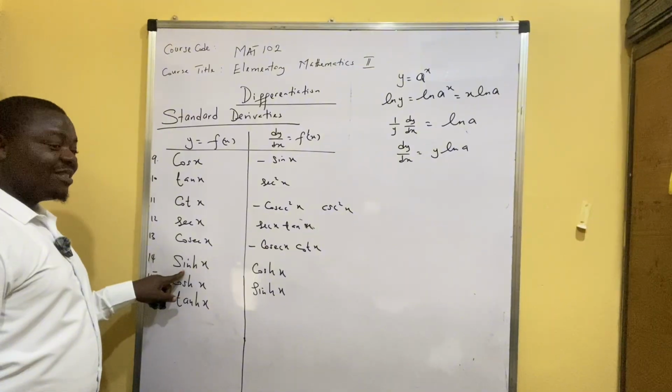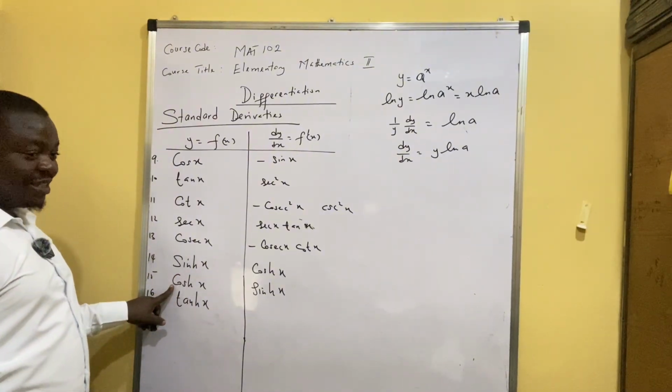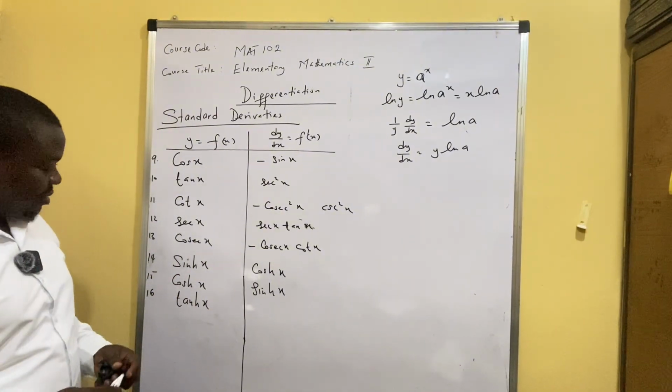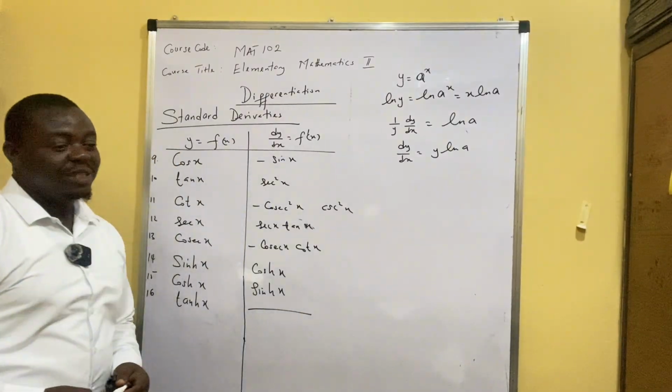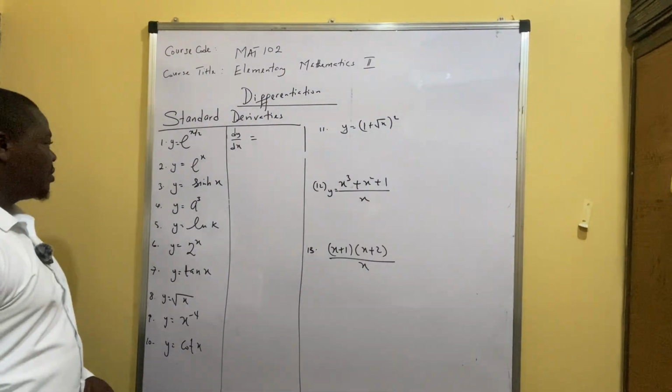So this is sine x. This one is cos x, and this one is tan x. So you'll be the one that will provide this solution later. Okay, so let's look at a few examples.